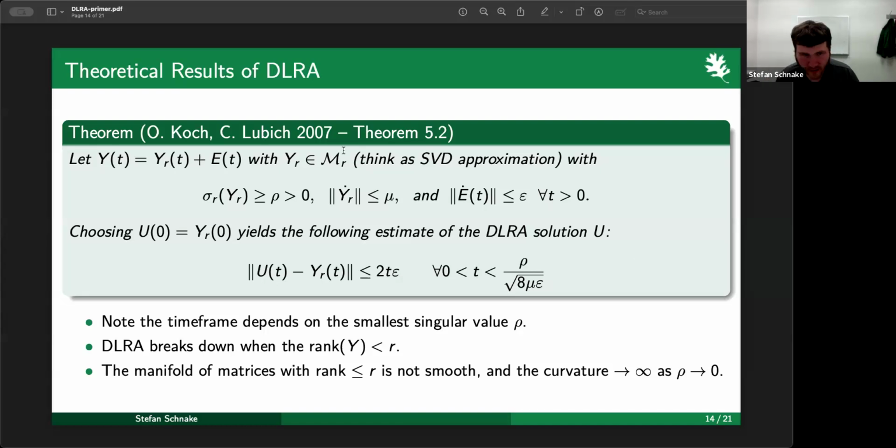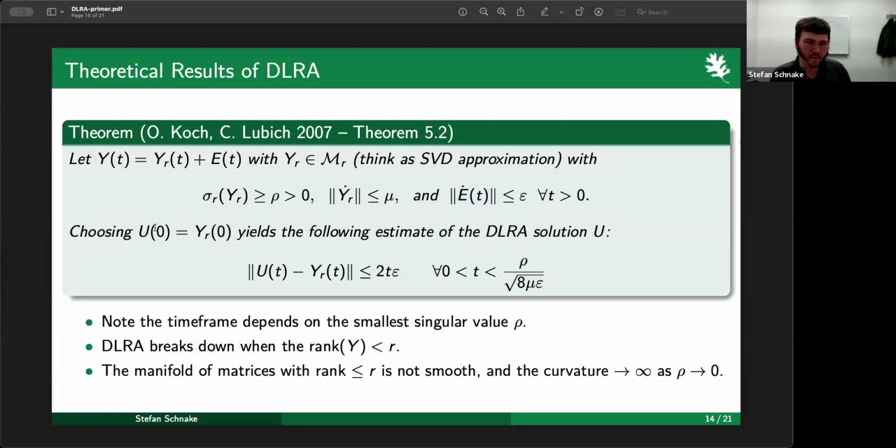We're going to assume the following conditions. We're going to assume that the rank R truncation is uniform: the smallest singular value is uniformly bounded below by rho. We're going to assume that y is C1 essentially, and that the error is sufficiently small. This essentially gives you the error of the dynamical low rank.